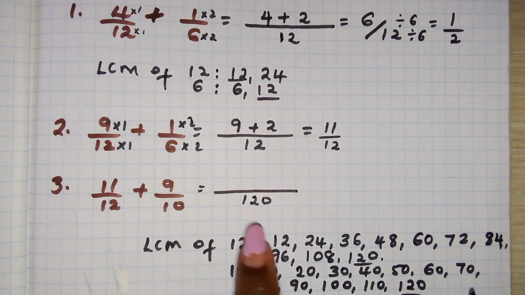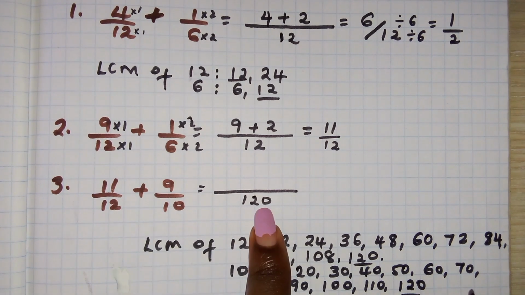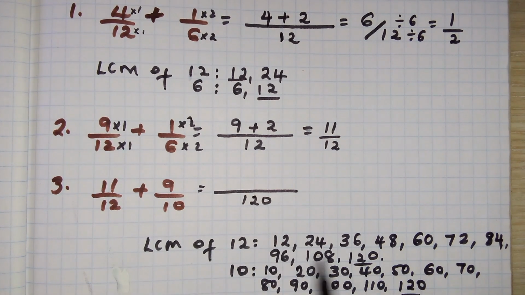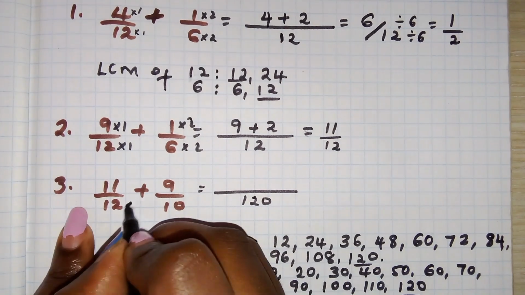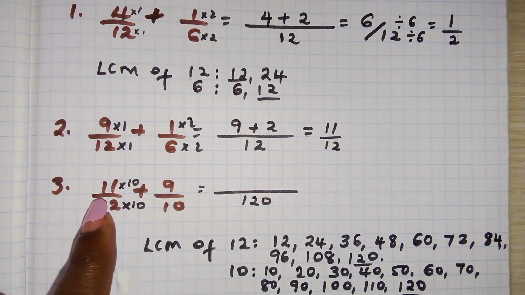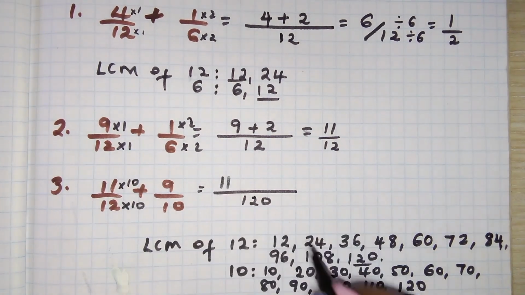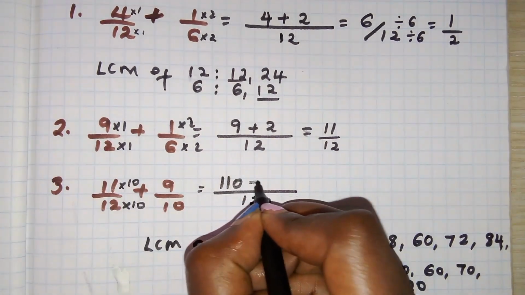So now we want to make the denominator 120. So 12 times what will give you 120? You can use the 12 times table. Count from here till 120: 1, 2, 3, 4, 5, 6, 7, 8, 9, 10. So this one is times 10, and times 10 for the 11. Any number times 10, you just write the number 11 and you add a 0 at the end.